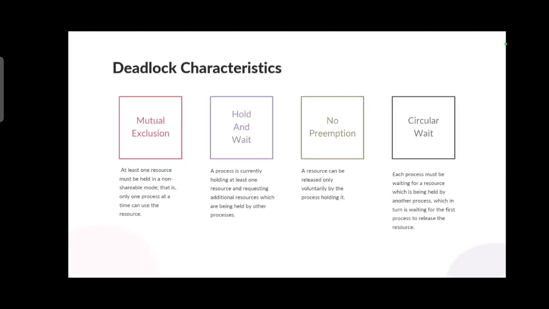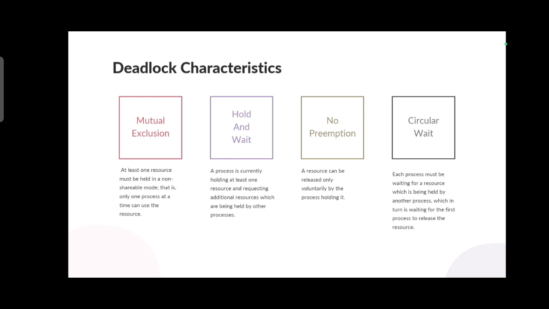Coming to deadlock characteristics, there are four characteristics which make deadlock. Firstly, mutual exclusion. At least one resource must be held in a non-shareable mode, that is, only one process at a time can use the resource. Hold and wait. A process is currently holding at least one resource and requesting additional resources which are being held by other processes. This situation is known as hold and wait.